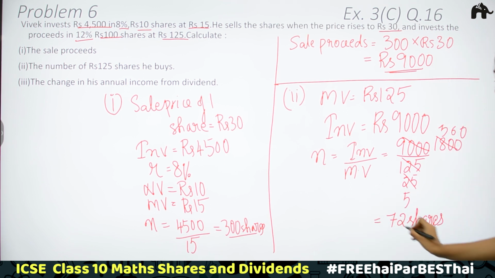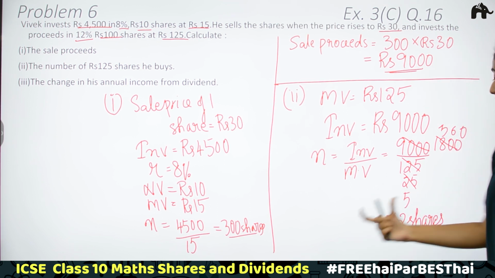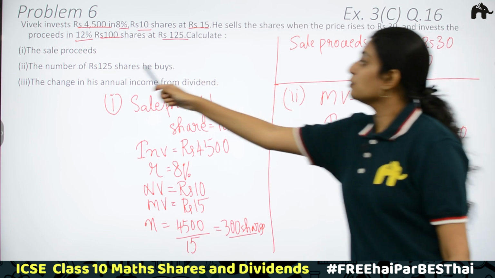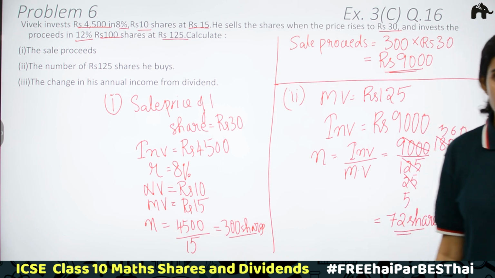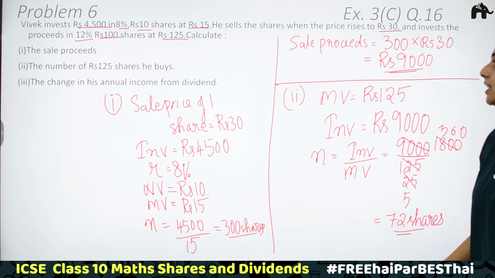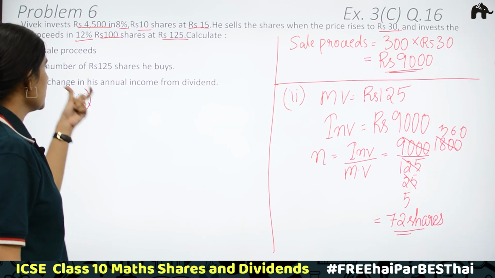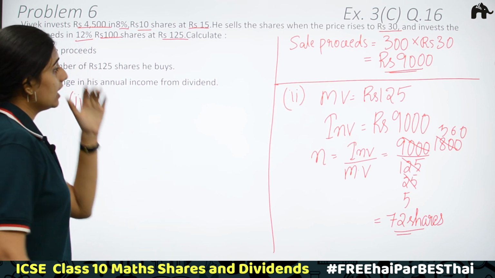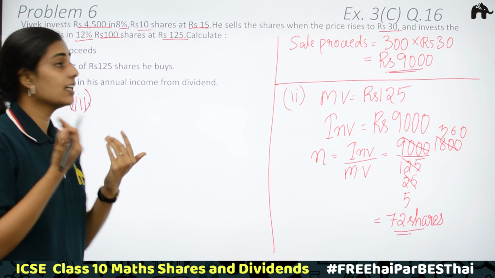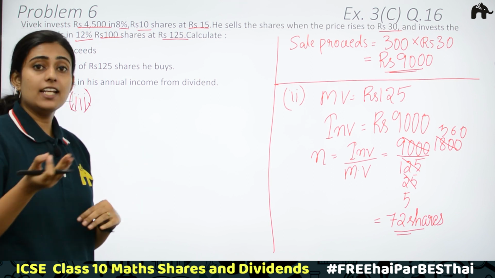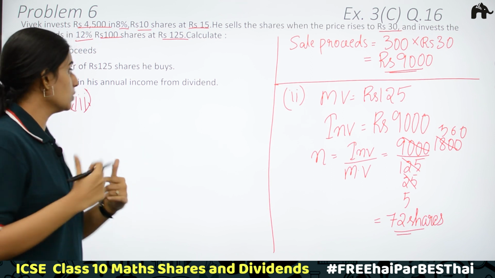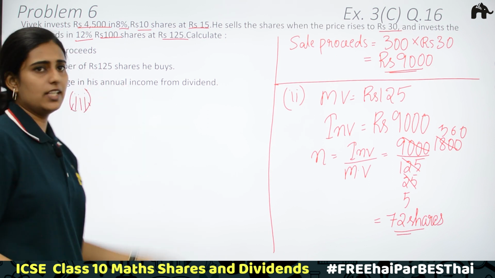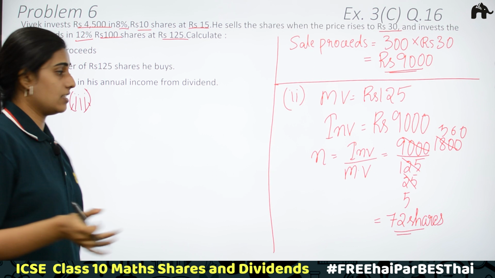72 shares. Clear? We have 72 shares at rupees 125 market value. Now the third part, we need to find the change in his annual income from the dividend. That is, initially what was the dividend and finally what is the dividend. We have to determine both of these and subtract to get the change in annual income. Annual income means the dividend.